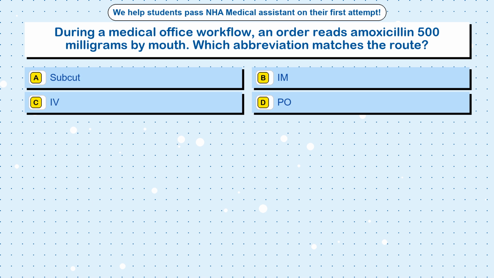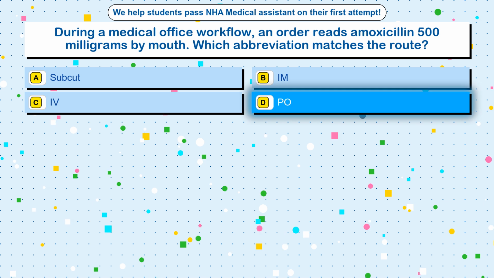Question 44. During a medical office workflow, an order reads amoxicillin 500 mg by mouth. Which abbreviation matches the route? Option A. Subcut. Option B. IM. Option C. IV. Option D. PO. The correct answer is option D.